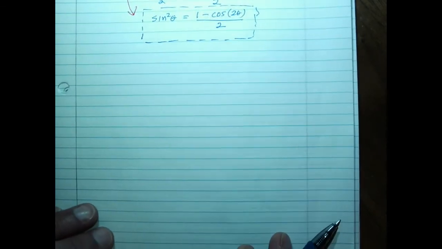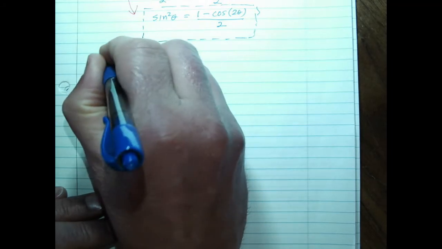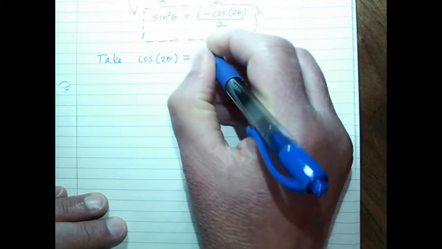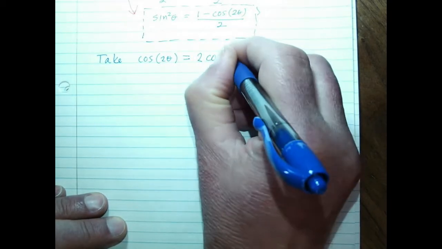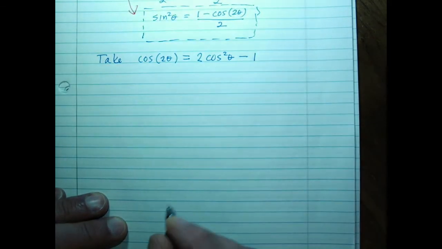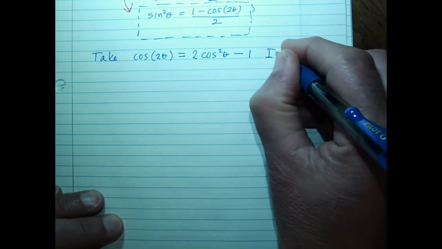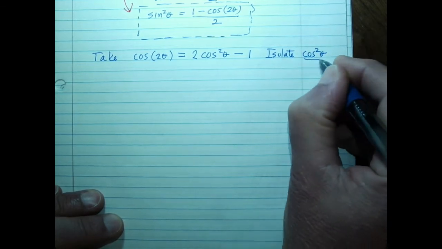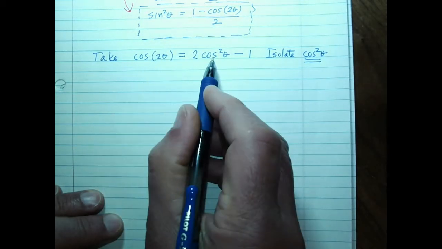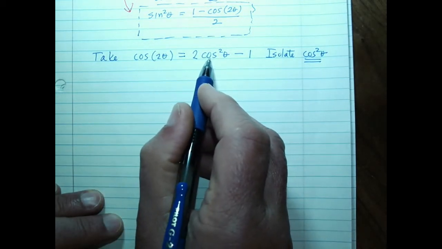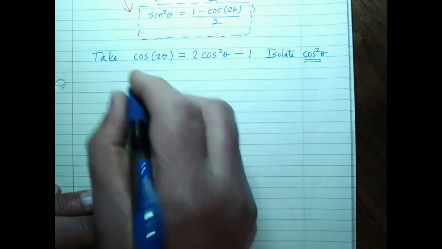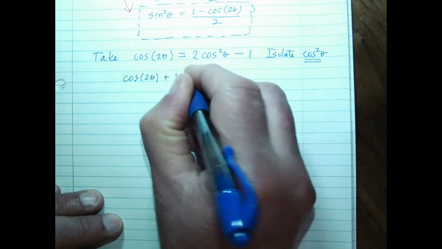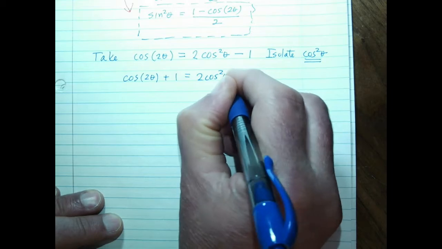Let's keep going. We're going to do a couple more of these. We're going to take cosine 2 theta. Again, that other version, in terms of cosine squared, it was 2 cosine squared minus 1. And we're going to think about isolating cosine squared in this identity. Now, here, I'm going to leave cosine squared on the right because it has a positive coefficient. I'm going to add 1 to both sides to get cosine 2 theta plus 1 equals 2 cosine squared theta.